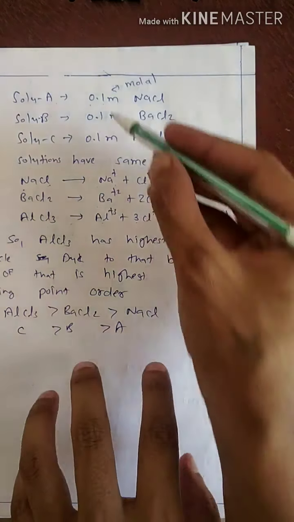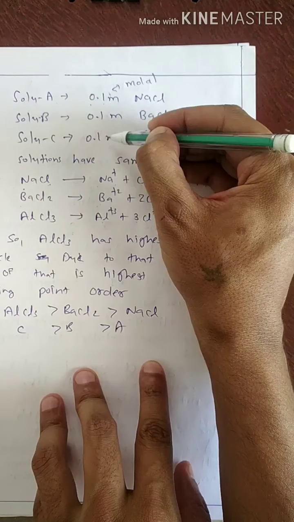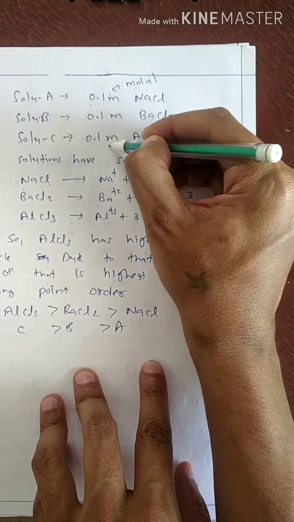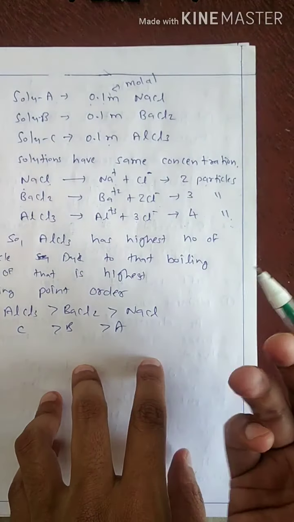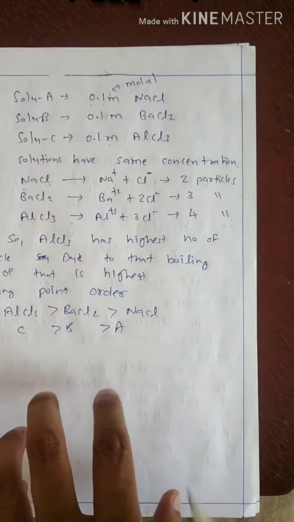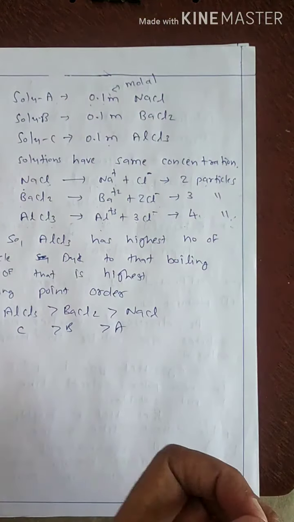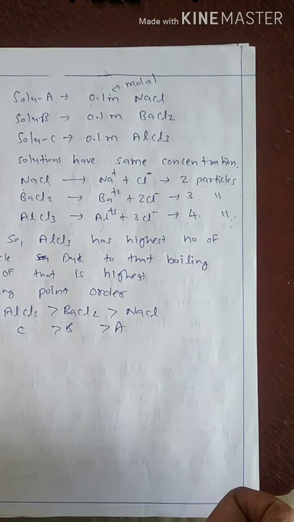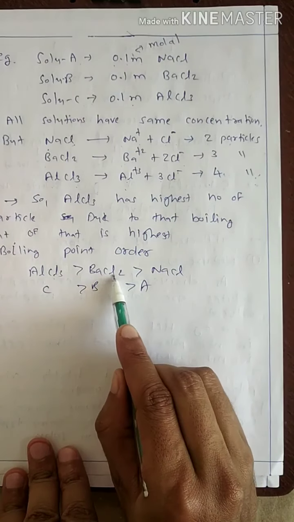Now, each solution has the same concentration here. If the concentration is the same, then the one with more particles will have the highest boiling point. Again, if the concentration is the same, then the compound which dissociates into greater particles will have the highest boiling point. So what will be the order of boiling points? AlCl3 will have the highest boiling point, then BaCl2, then NaCl.